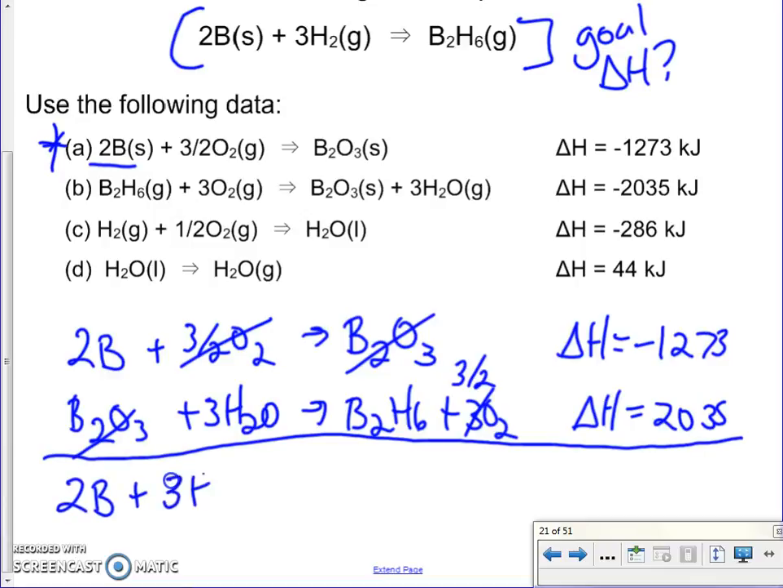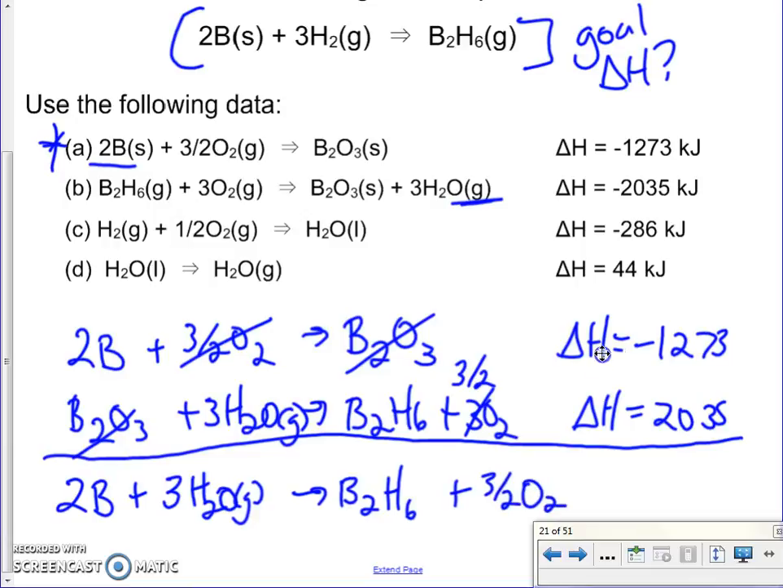So 2 borons plus 3 waters. And something to make note of is this water here is a gas. So I'm going to put the state of matter just for this guy, because it does end up being important in a little bit. B2H6 and 3 half oxygens. And we'll add up our delta H's. And what we get here, negative 1,273 plus 2,035, gives us a delta H of positive 762.